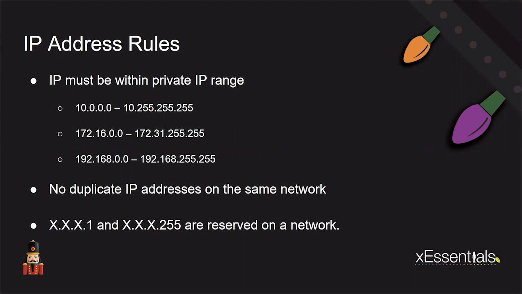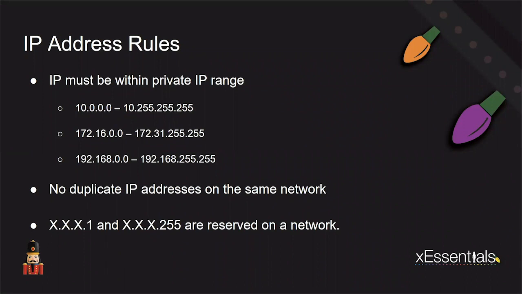So if you're making your own network, and we'll talk about some scenarios where you set up your own IPs, you need to make sure it's in one of these three ranges of IPs. The second main rule, pretty simple and straightforward: you can't have two devices with the same IP address on the same network.